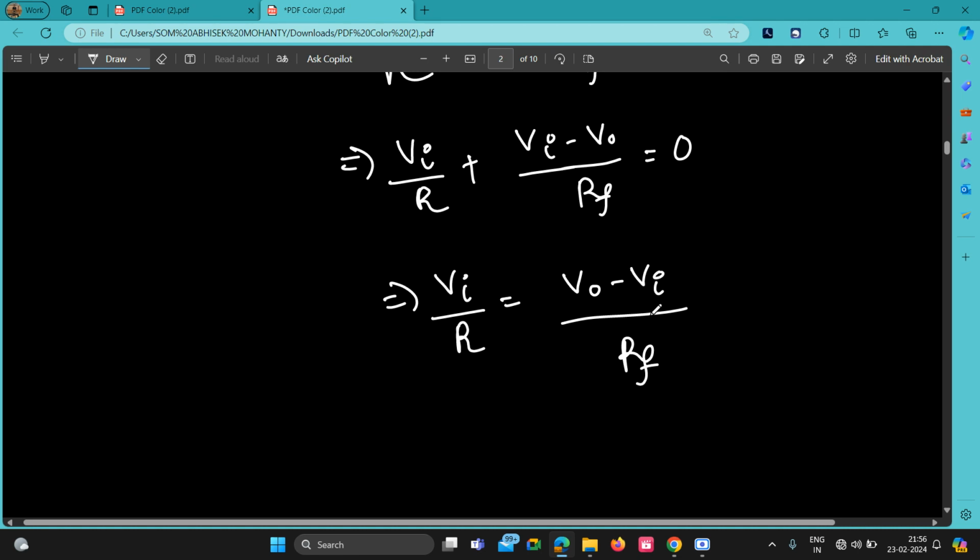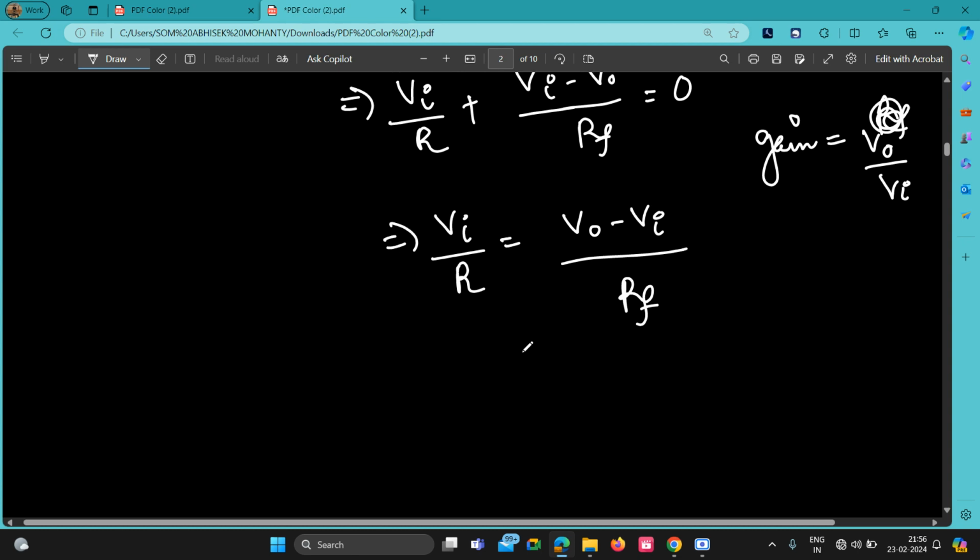Okay. Now we know what we know. Your gain is how much? Gain is actually, sorry, V output by V input. So we have to somehow calculate V output by V input here. So if you see, let's do one thing. Let's cross multiply it. Vi is equal to R V naught minus R Vi.